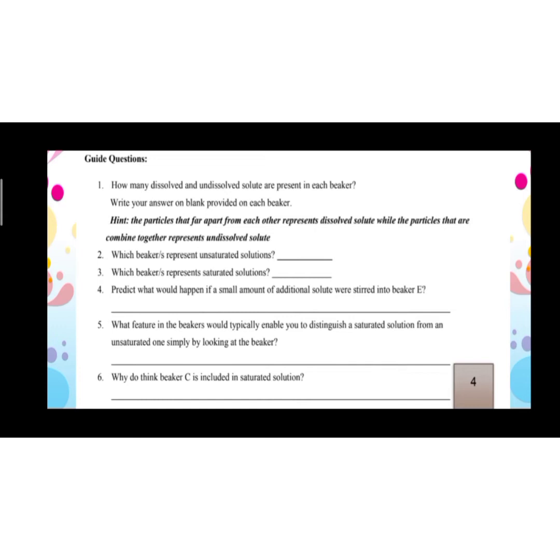Write your answer. Number 5, what features in the beakers would typically enable you to distinguish a saturated solution from an unsaturated one simply by looking at the beaker? Okay, ano yung palatandaan para masabi nyo na yung beaker na yun ay nagko-contain ng saturated and unsaturated particles? Okay, tandaan, kapag saturated, nadidissolve lahat. Kapag unsaturated, hindi siya nadidissolve lahat. Okay, number 6, why do you think beaker C is included in saturated solution? Bakit kaya sinasabi natin yung beaker C as saturated solution? Write your answer.